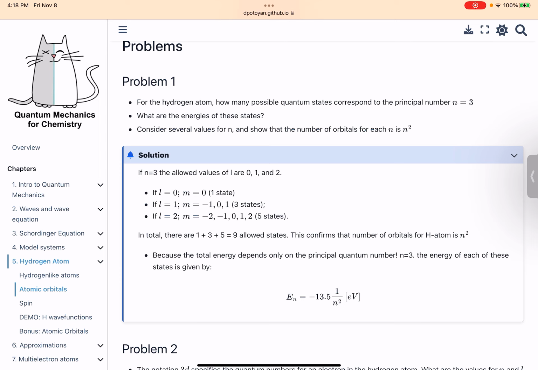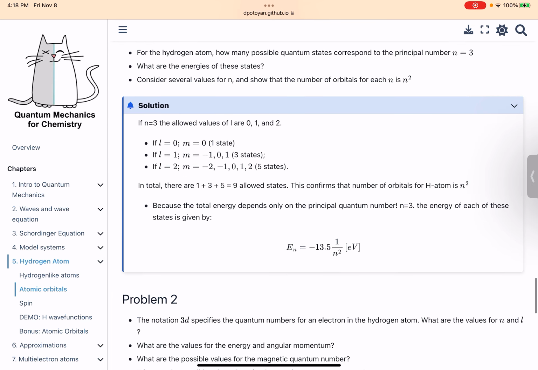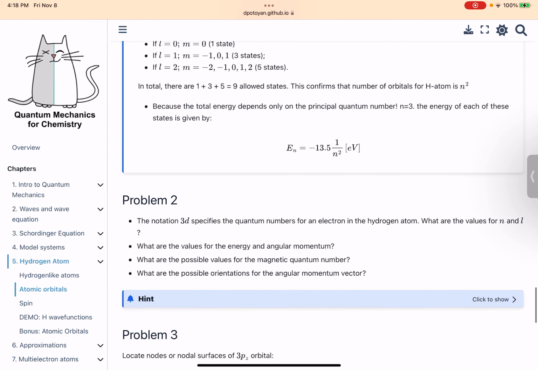And here you have 1, 3, and 5. Okay, you sum them up together, it's going to give you 9. So indeed, you have n squared degeneracy. Okay, this is when we ignore the spin. If there's spin, it would be 2 times n squared. But in the absence of spin, you can just take n and square it, and it will give you exactly the number of degenerate states. Okay, and this is showing you the energy of the electron.